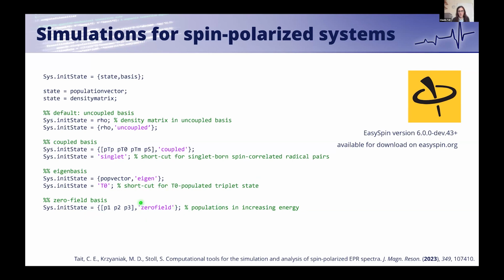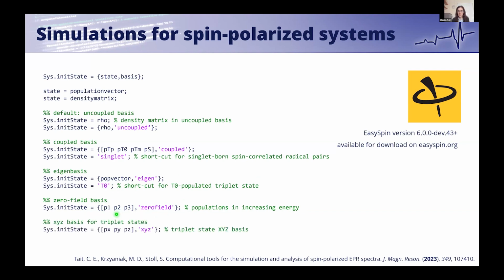So you would use this, for example, for triplet states or quartet states where you know the population distribution at zero field, and then EasySpin will internally convert those populations into the high field populations and calculate your spin-polarized spectrum.